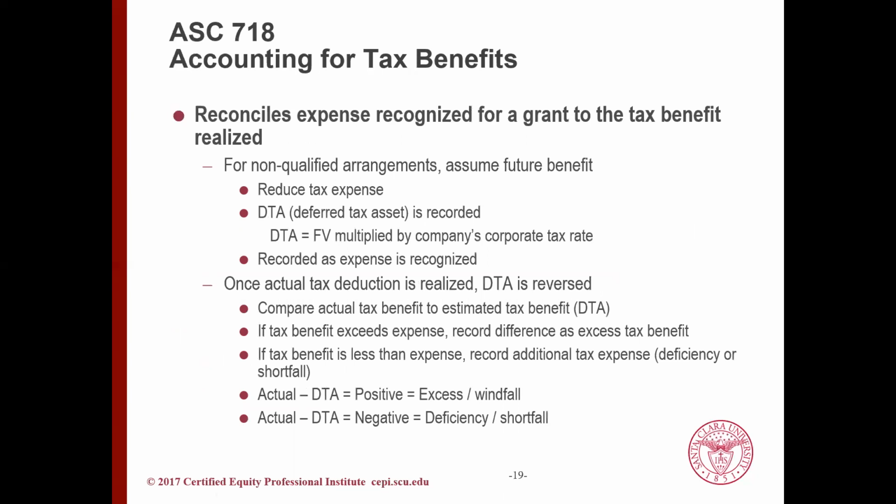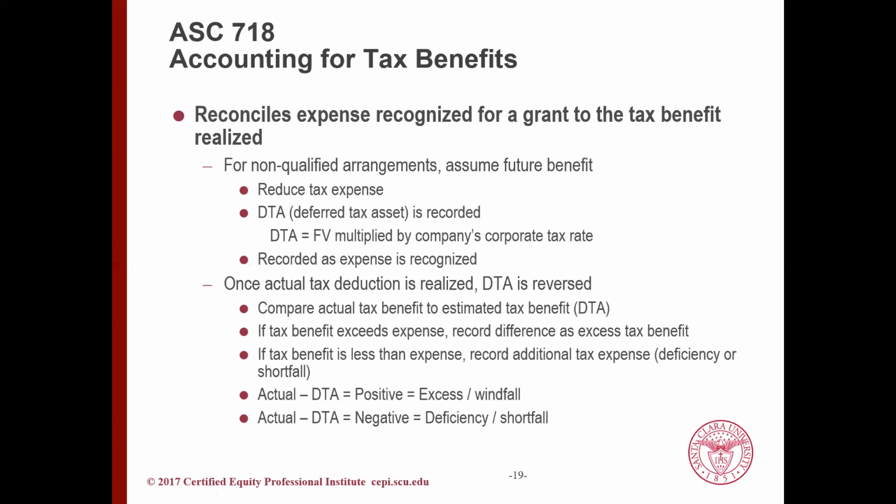There is a very prescribed way of booking the DTA. You take the fair value that you are expensing and multiply it by the corporate tax rate. So if you are recording $1,000 in expense and your corporate tax rate is 20%, you record a DTA of $200 along with the expense. And you book these together during the company's expense recognition period.